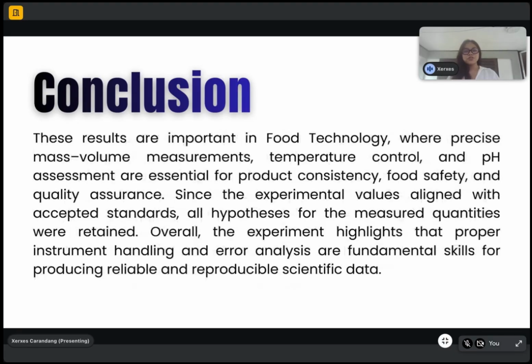These results are important in food technology, where precise mass, volume measurements, temperature control, and pH assessment are essential for product consistency, food safety, and quality assurance. Since the experimental values align with accepted standards, all hypotheses for the measured quantities were retained. Overall, the experiment highlights that proper instrument handling and error analysis are fundamental skills for producing reliable and reproducible scientific data.